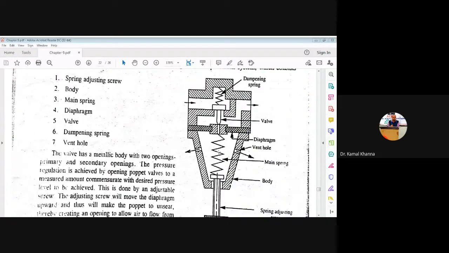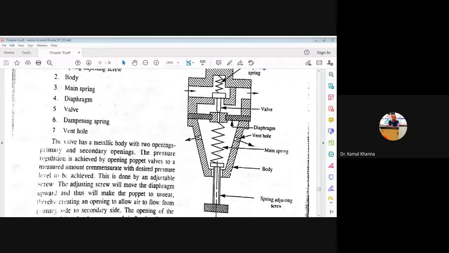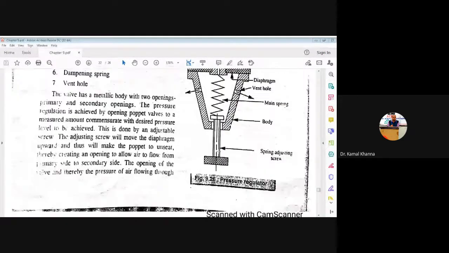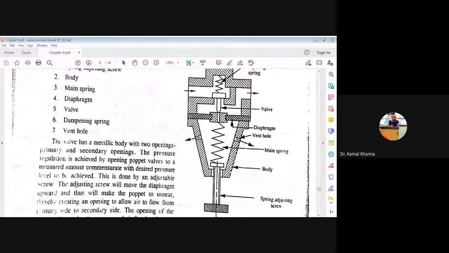So this pressure regulator is basically having a metallic body with two openings. You can see this first opening is called the primary opening, and the second is called the secondary opening. Pressure regulation is achieved by opening this poppet valve, this is called the poppet valve, and the desired pressure level will be achieved. This is being done by the adjustable screw, which is there. You are adjusting the screw.